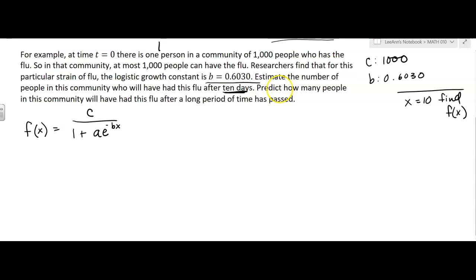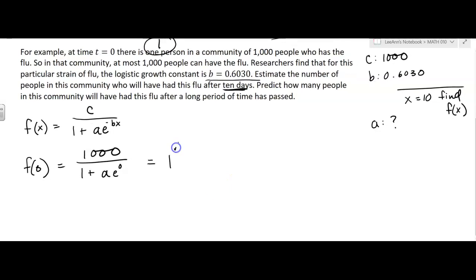Let's see. We don't have A. That's the problem. So we have to find that. Now we're going to use this idea of one person. So we're going to say f of 0, no time has passed. We know the carrying capacity is 1,000. 1 plus A e to the B times 0, but it's all going to be e to the 0 because x is 0. So I know that this equals 1, because that's the one person that has the flu.